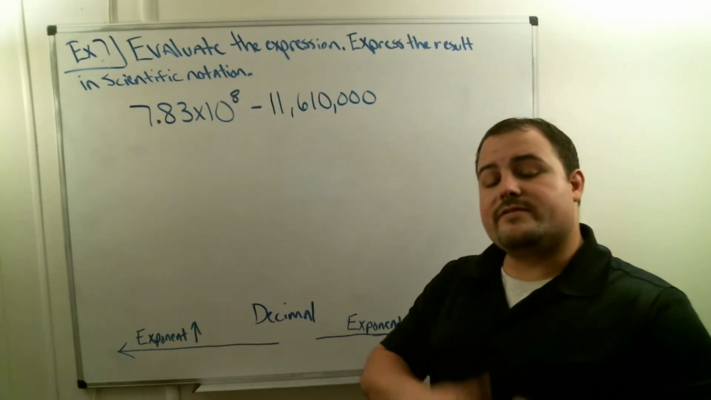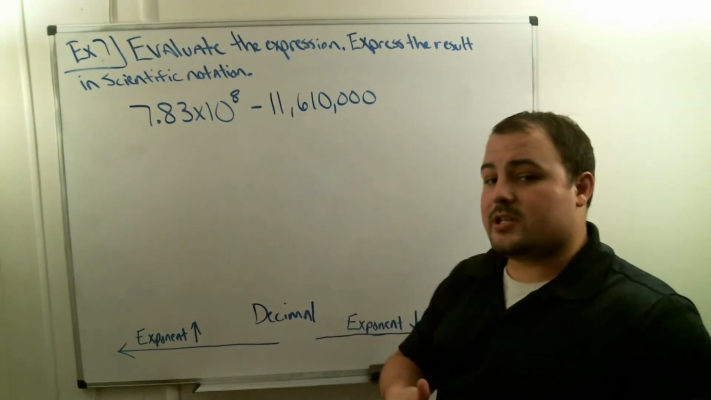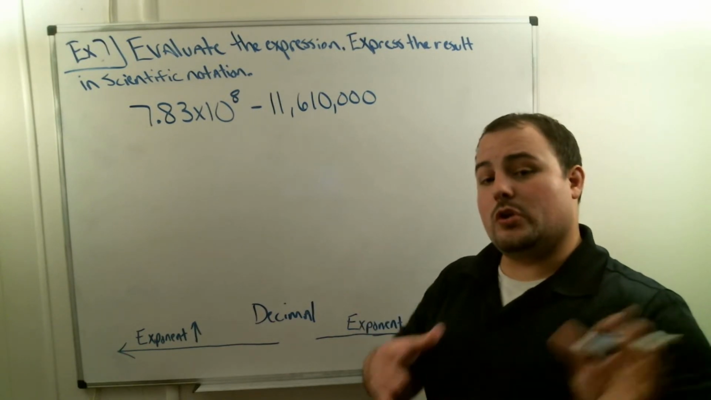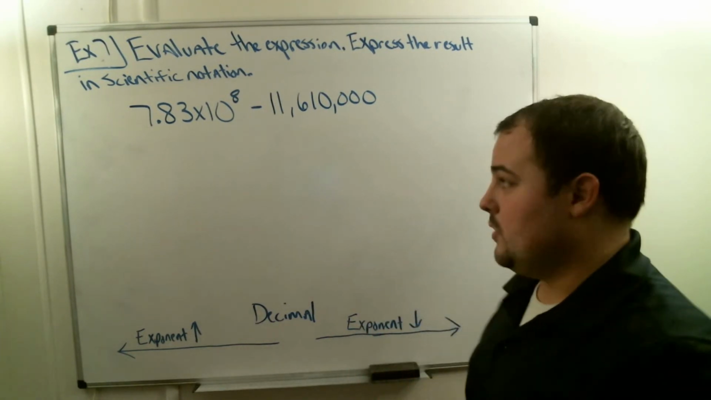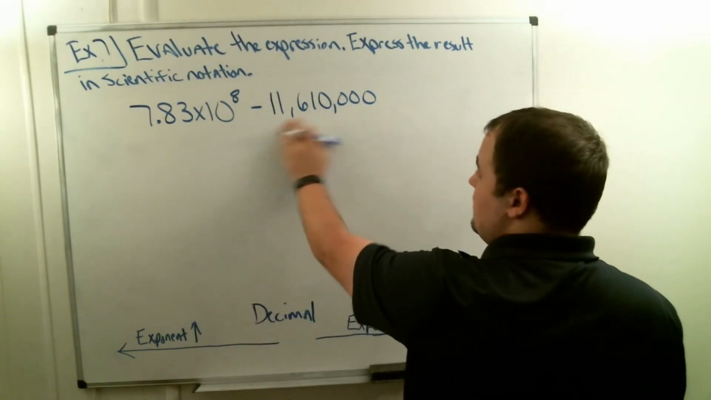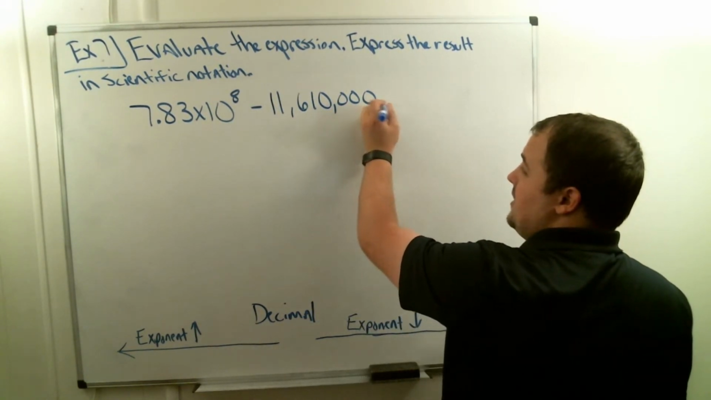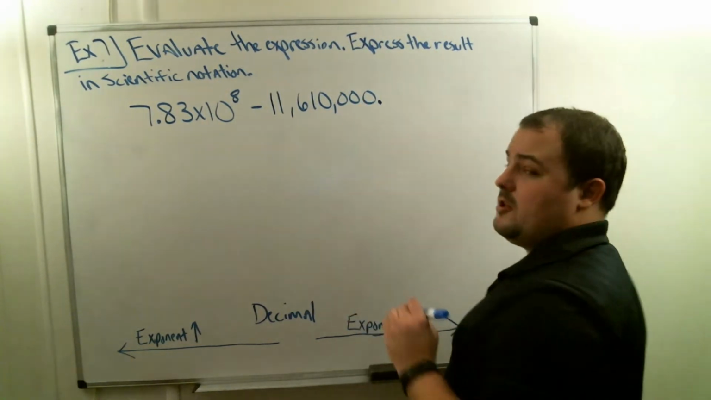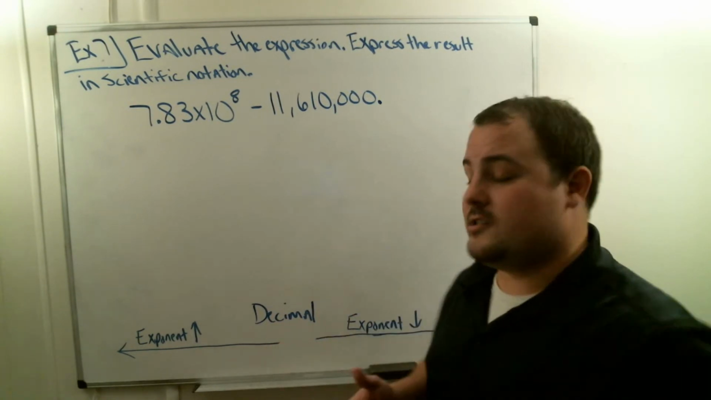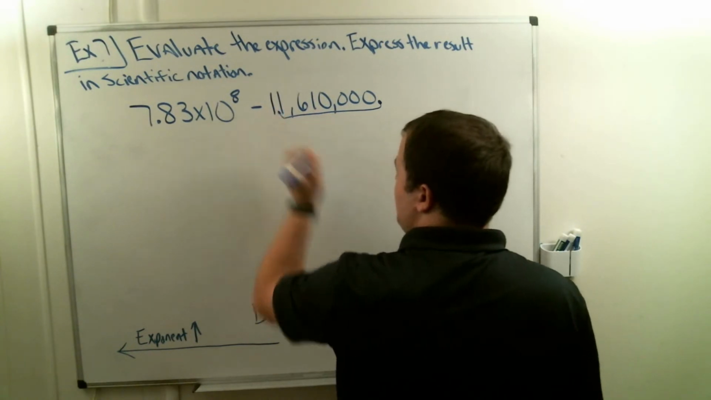In example 7, we have 7.83 times 10 to the 8th power minus 11,610,000. What we have to do is change them both to scientific notation in order to actually add or subtract these numbers. So first thing, this is written in scientific notation. What I need to do is look at this number and write it in scientific notation. Again, anytime you have a whole number or a number that doesn't have a decimal, put the decimal at the end of the number. We're going to move that decimal so that it becomes a number between 1 and 10. So I'm going to move the decimal from here all the way in between the 1 and the 1.